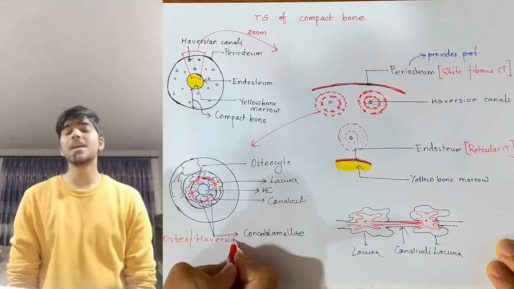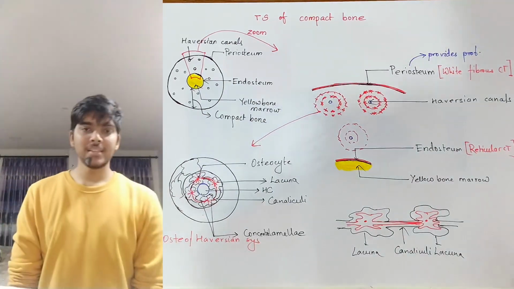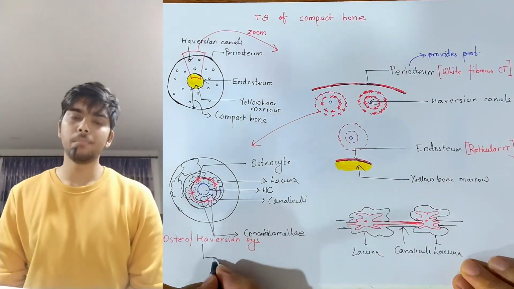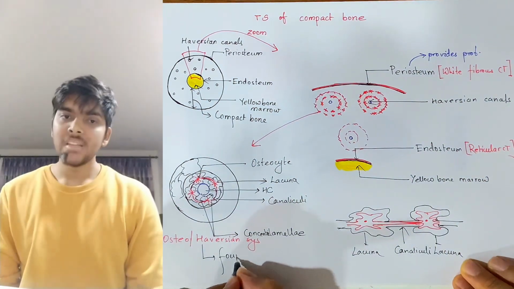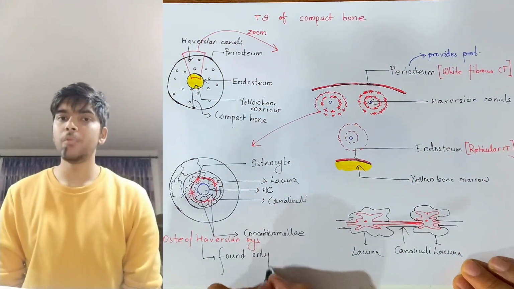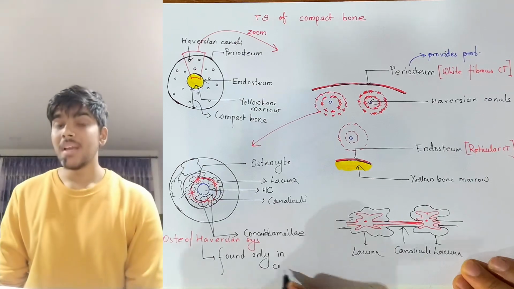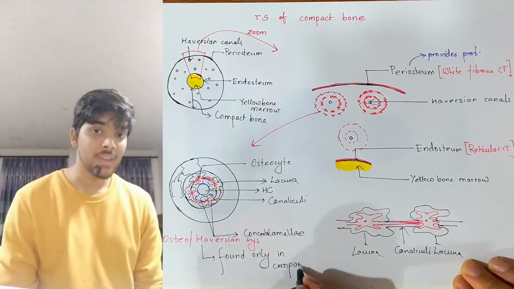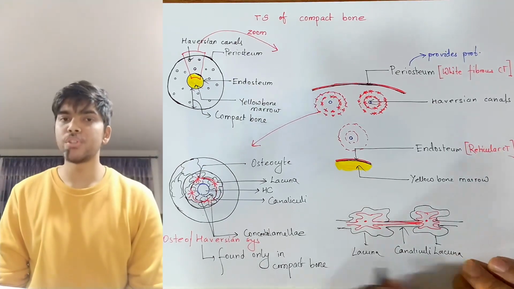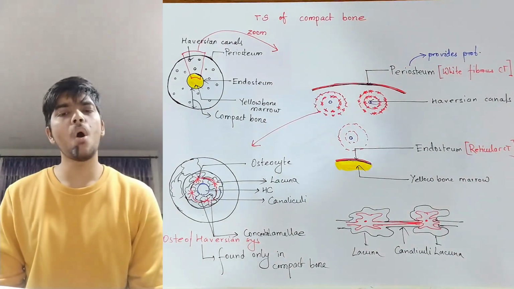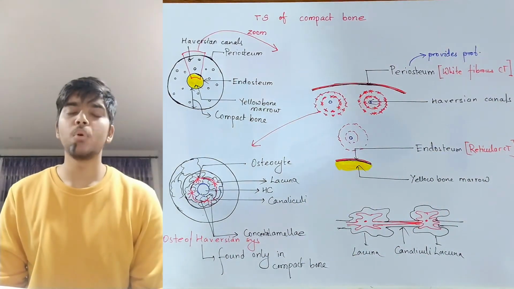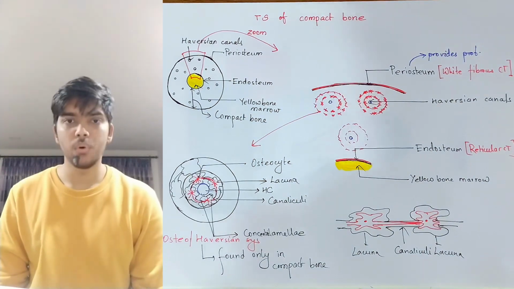What's the significance? Haversian system is the characteristic feature of compact bone. That is, if you had to differentiate between compact bone and spongy bone, this is one very important way. Haversian system or osteon is only and only found in compact bone and not in spongy bone.